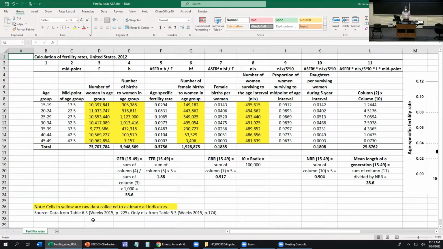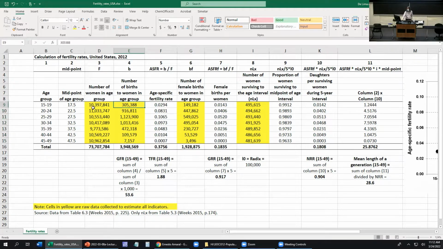In order to calculate these rates, I had to collect some data. I pretty much used data from another textbook that's mentioned here at the bottom. The cells highlighted in yellow are the data that I had to collect. I had to have the number of women in each one of the age groups. The standard age groups that we use to estimate fertility rates are the 7 five-year age groups, going from 15 to 19 until 45 to 49. We also need the number of births to women by age group, by the age of the mother when they had a specific child, in 2012 in this case.